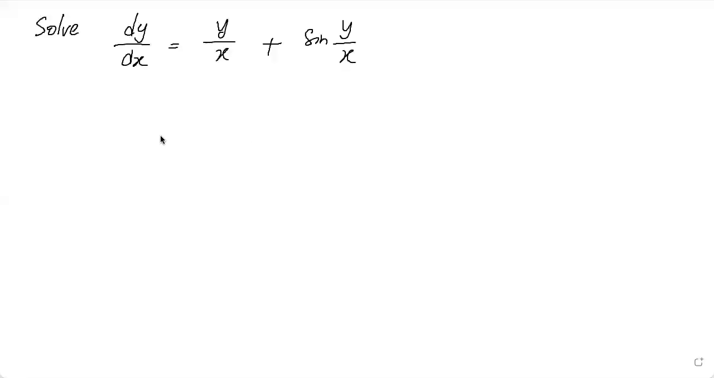We'll solve this now. So what are we supposed to do? We'll put y by x is equal to v, right? Or you can write this as y is equal to vx.